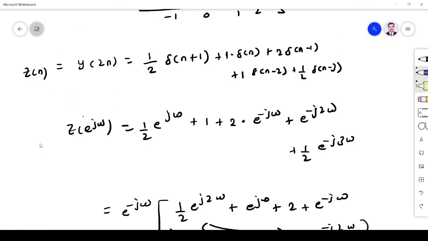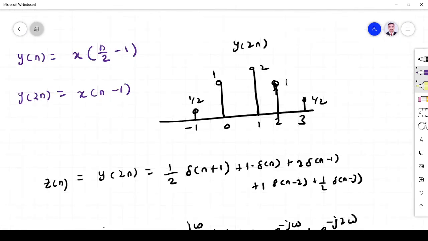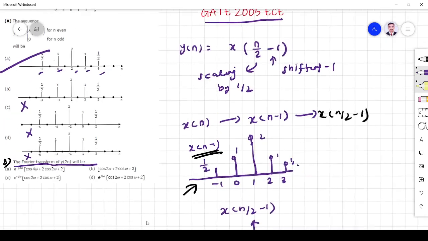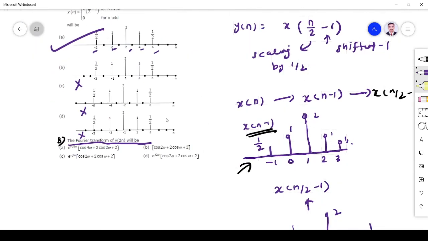So where is the answer among the options? Option C has e power minus j omega, cos 2 omega plus 2 cos omega plus 2. Here there is no e power minus j omega in the others, so option C is the right answer. Thank you.